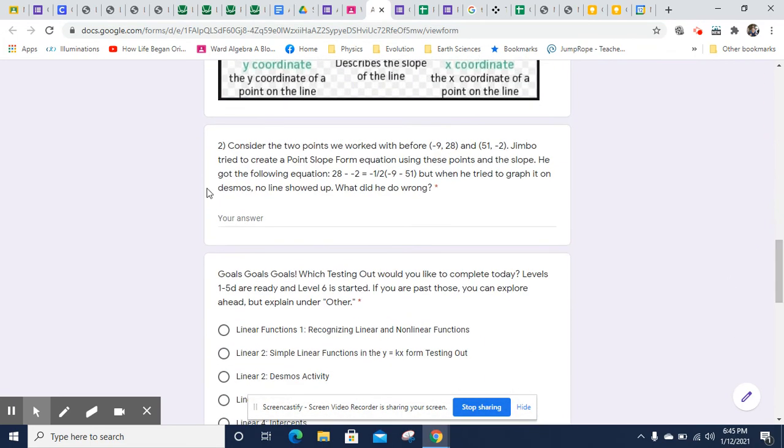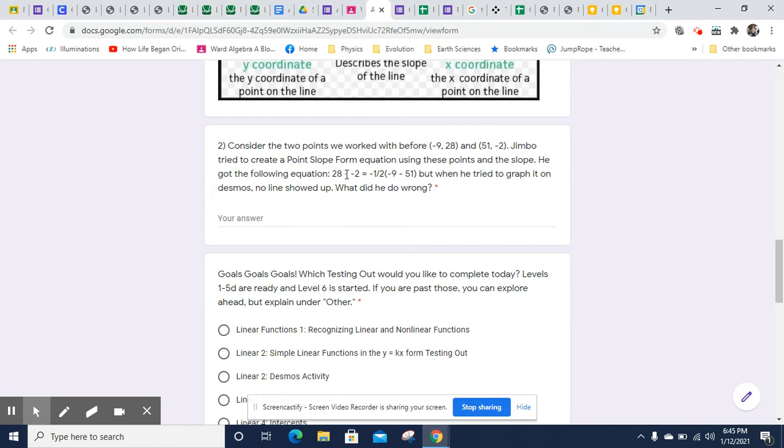And now let's consider these 2 points that we just worked with. And Jimbo has decided to set up a point-slope form equation with them. So I'm going to open up a Desmos to illustrate what went wrong in just a second. But here's what he did. He came up with the following equation.